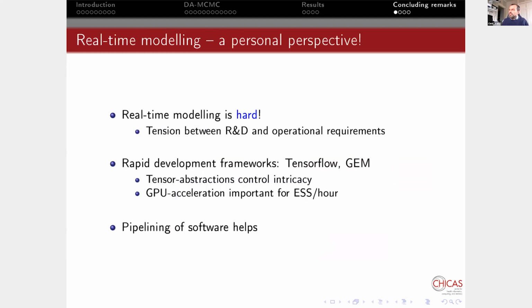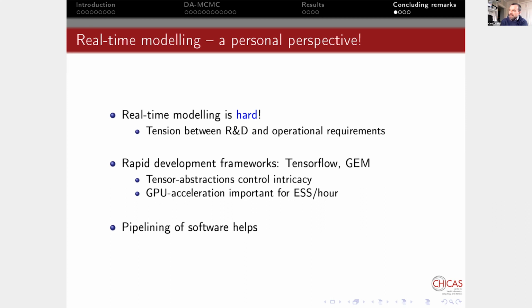So just to finish off then, a few comments around sort of personal experiences through this. So it turns out that real-time epidemic modeling is actually hard when you're also trying to develop new statistical techniques to block up holes in the analytic toolkit. And so there's always this tension between spending time doing research and development and spending time writing weekly reports and pulling together data into various GIS frameworks.